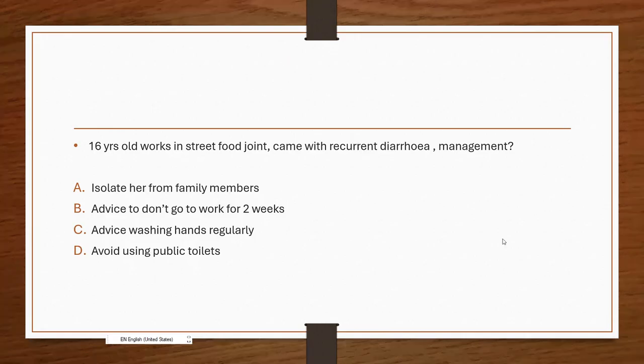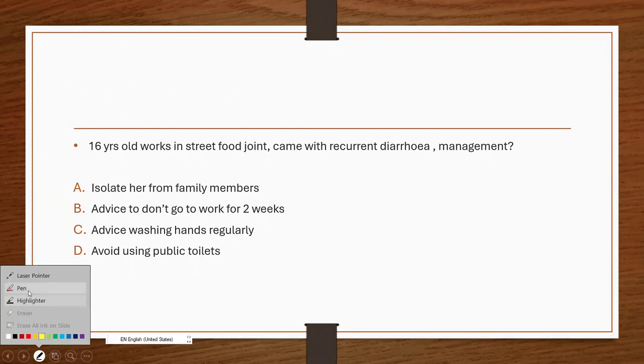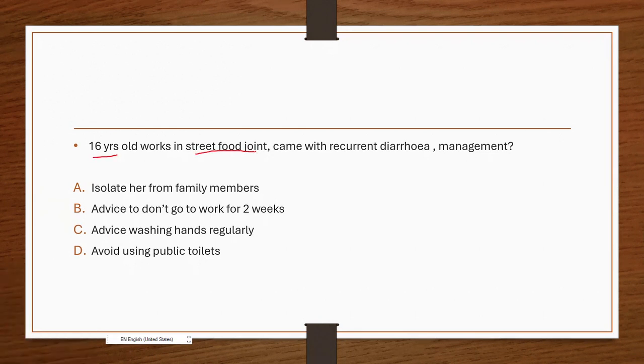Okay, now this is an easy one. All of you have mentioned answer C, which is very correct. Here she is a 16-year-old. She is having recurrent diarrhea. So she's coming with different episodes of diarrhea because she is working in a street food joint. So what is important would be hand hygiene, the most important thing. Isolate her from family members. This is not necessary because this is not an infectious or contagious disease.